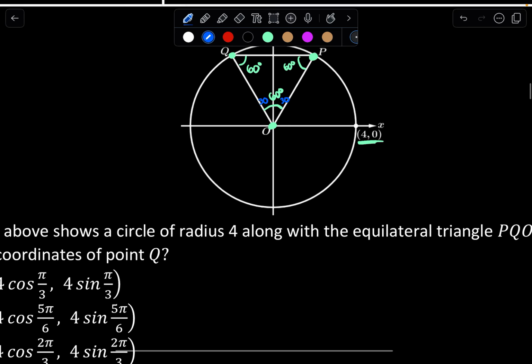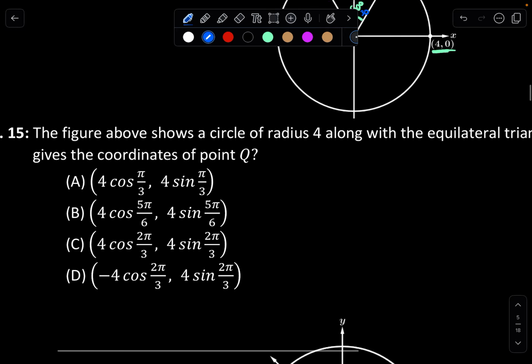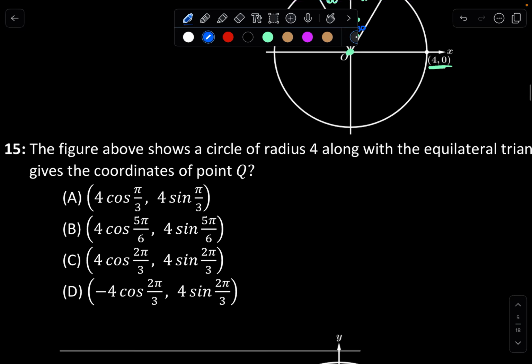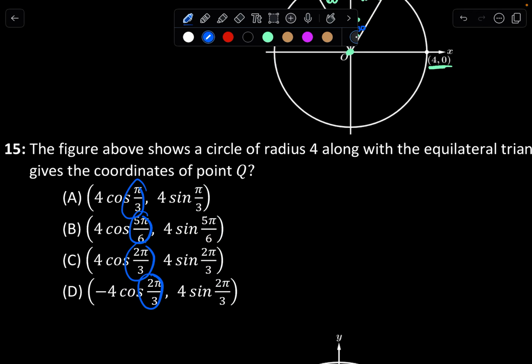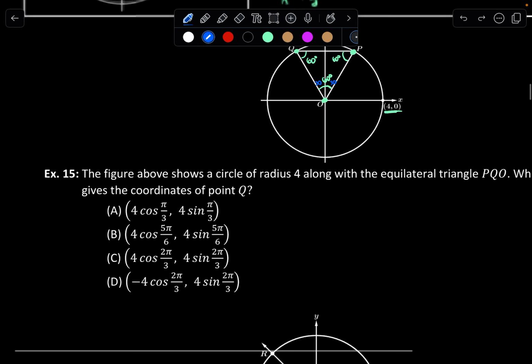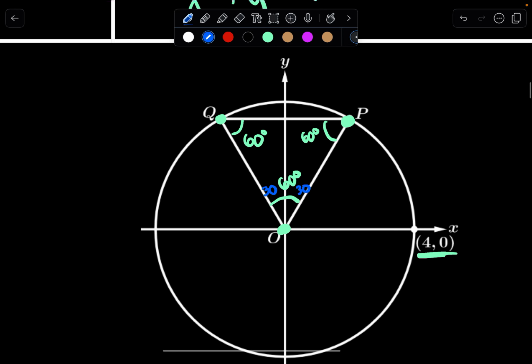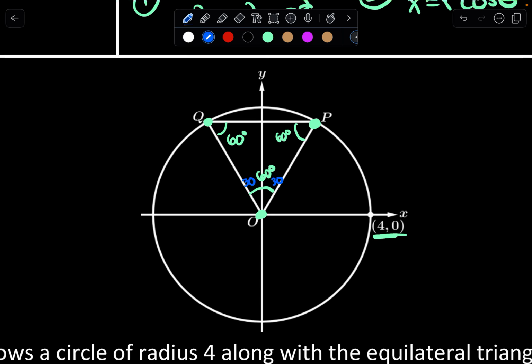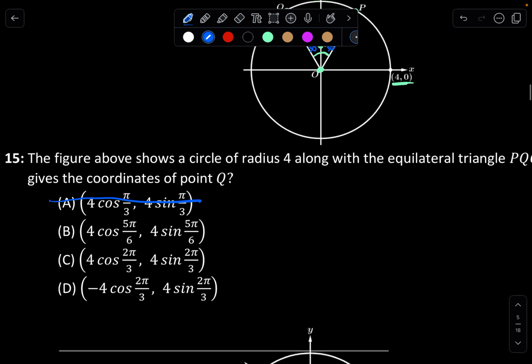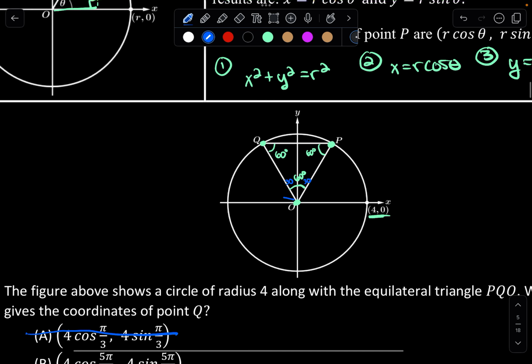Now, I can make that assumption because if I go down here, I know that I'm working in quadrant 2. Pi over 3 is in quadrant 1. 5 pi over 6, that's quadrant 2. 2 pi over 3, quadrant 2. So based on this, I can already see that my theta is not going to be pi over 3 because I'm working with Q. And based on the position that we have of this equilateral triangle, 5 pi over 6 is over here.